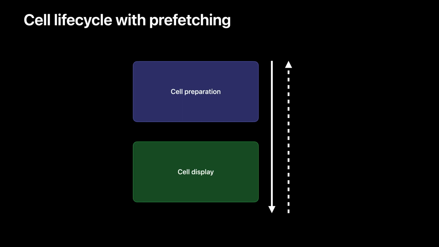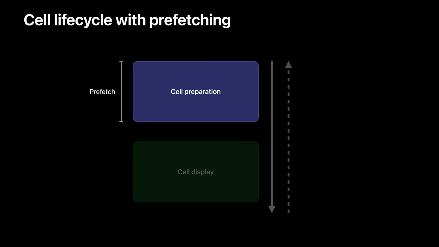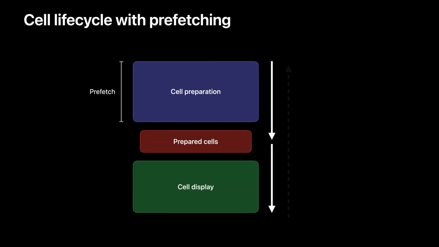This is the lifecycle we talked about earlier without prefetching, with the two distinct phases. When a cell is prefetched, it is the preparation phase that is executed ahead of the cell being required on screen. To take full advantage of prefetching, a cell must be fully configured in this phase. Don't wait until a cell is visible to perform any heavy work. When a cell returns to the collection view, it is sized to get its preferred layout attributes also as part of the prefetch. After being prefetched, there is now this in-between state where a cell is waiting to be displayed.